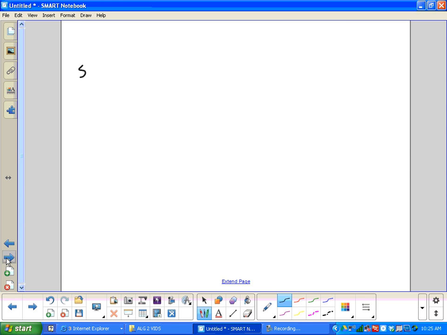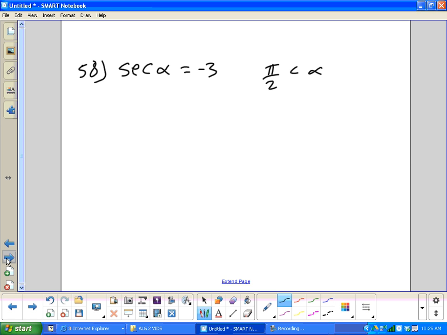All right, so on 58, now you can actually be a little bit clever on 58 if you just think about it. You get secant of alpha is negative 3, and alpha here is in between pi over 2 and pi. So what are they telling me there? Quadrant 2.